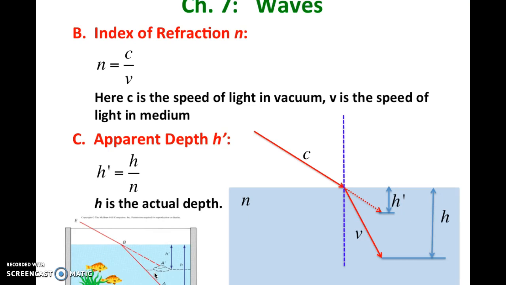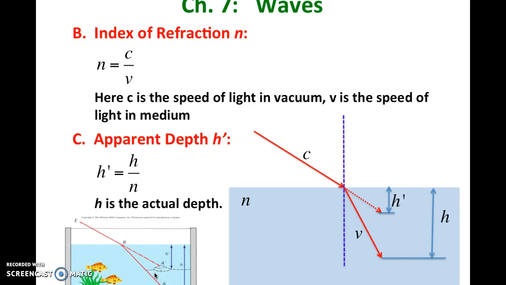Due to refraction, the apparent depth of an object in a medium is given by the real depth divided by the index of refraction. That is, the apparent depth h prime equals the real depth h divided by the index of refraction n.